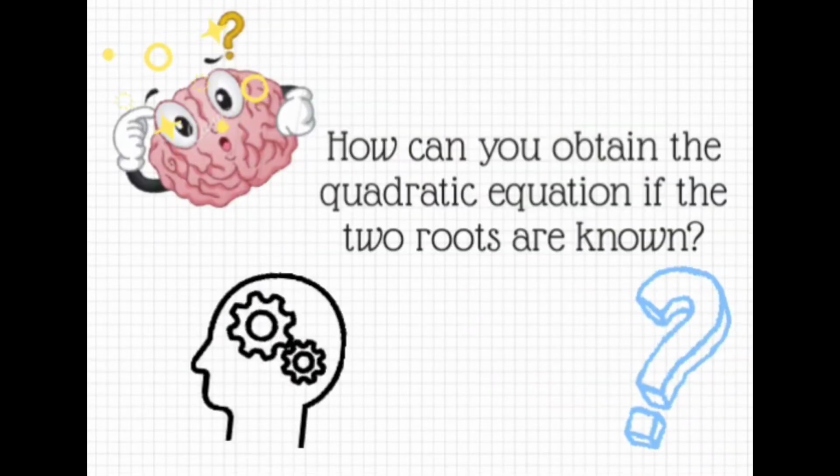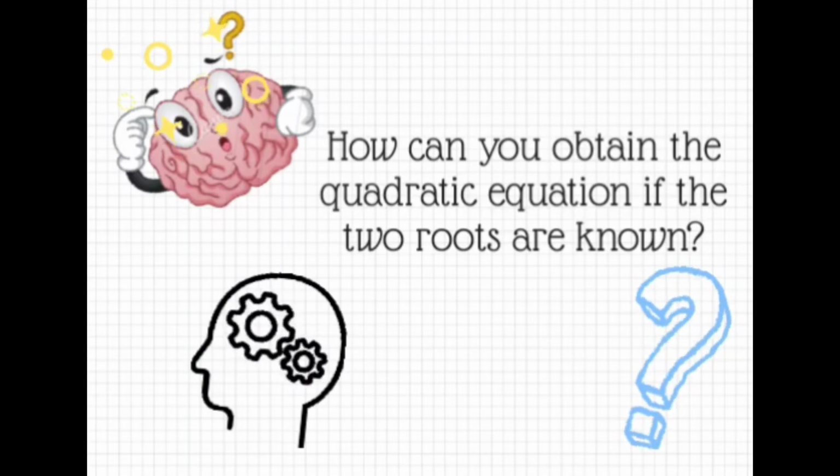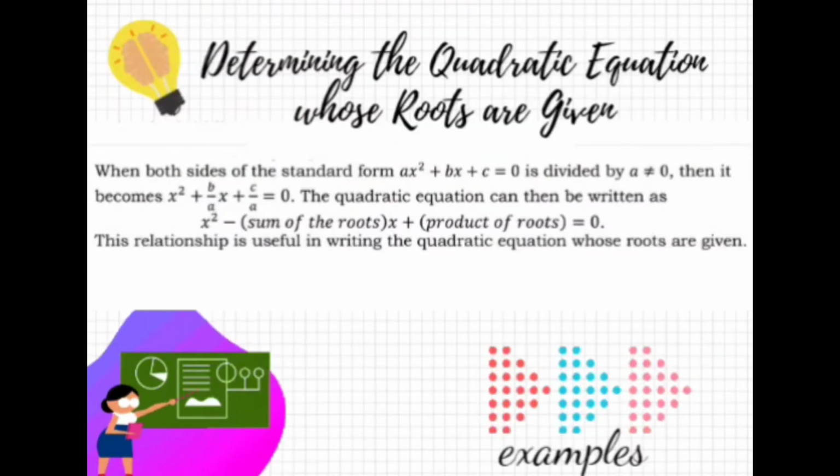How about determining the quadratic equation whose roots are given? How can you obtain the quadratic equation if the two roots are known? When both sides of the standard form ax squared plus bx plus c equals 0 is divided by a, which is not equal to 0, then it becomes x squared plus b over a x plus c over a equals 0.